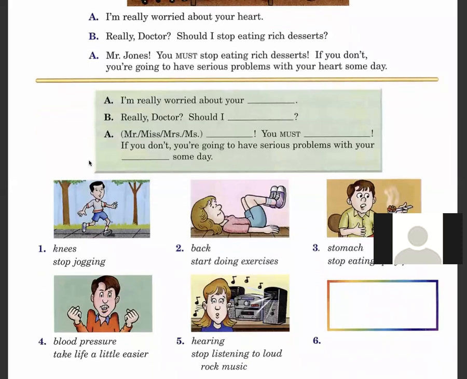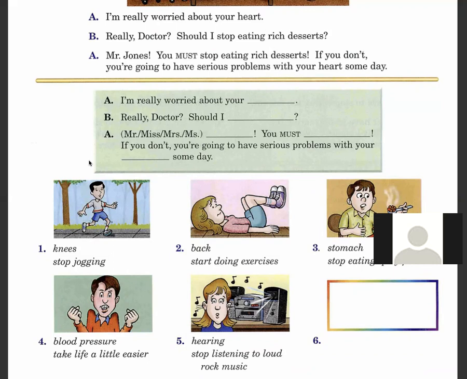All right. So number one, I'm really worried about your knees. Really, doctor? Should I stop jogging? Mr. Jones, you must stop jogging. If you don't, you're going to have serious problems with your knees someday.